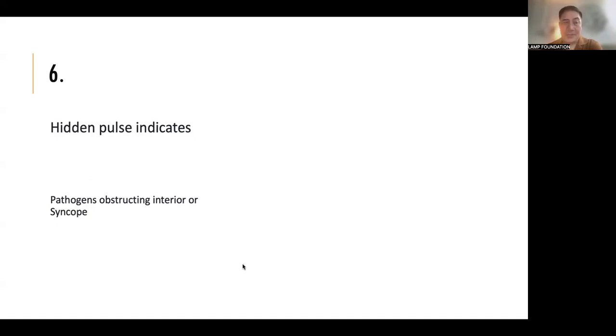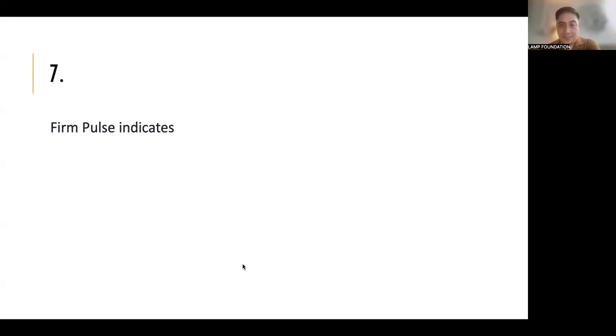Next, firm pulse. Firm, solid. What does it indicate? Will it mean cold or heat? Firm, it's also tight, but even harder than that. So that's cold. Interior, excess cold, like when there is a hernia, lumps, or masses.